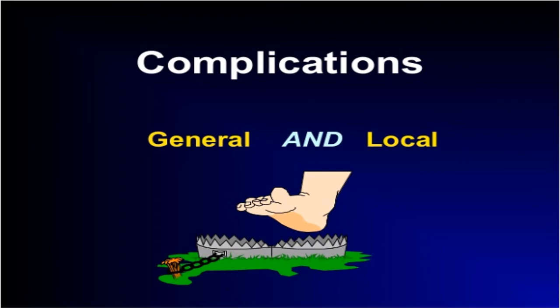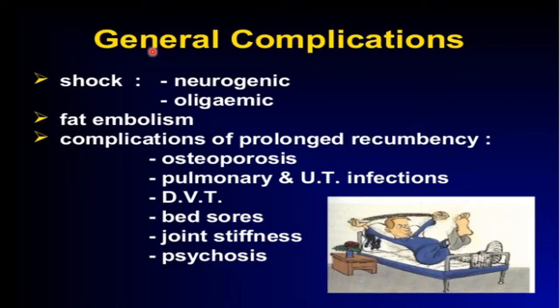So what are the complications of fractures? These are divided into general complications and local complications. General complications include shock, which can be neurogenic shock or oligemic or hypovolemic shock. As we discussed in our previous lecture on shock, neurogenic shock is generally because of either shock to the sympathetic system in spine fractures, or it can be because of the severe pain that accompanies a fracture.